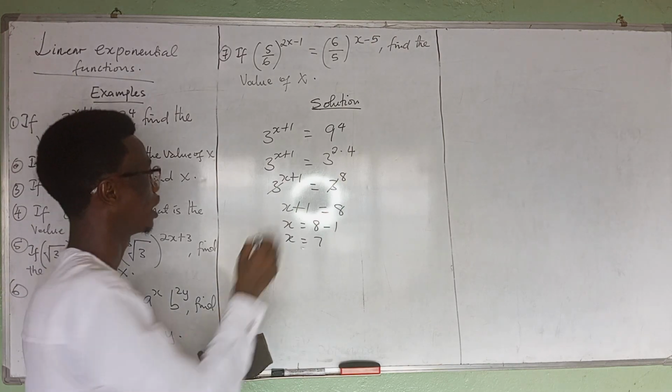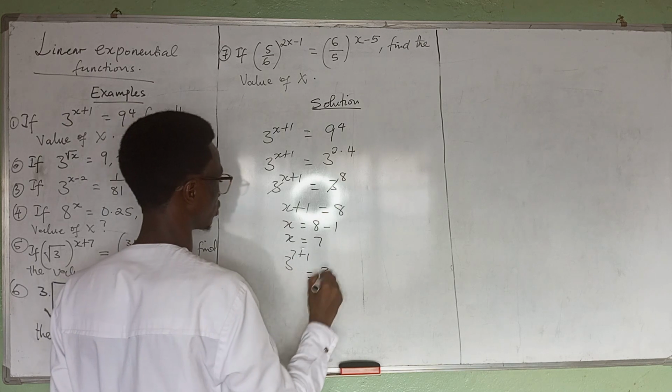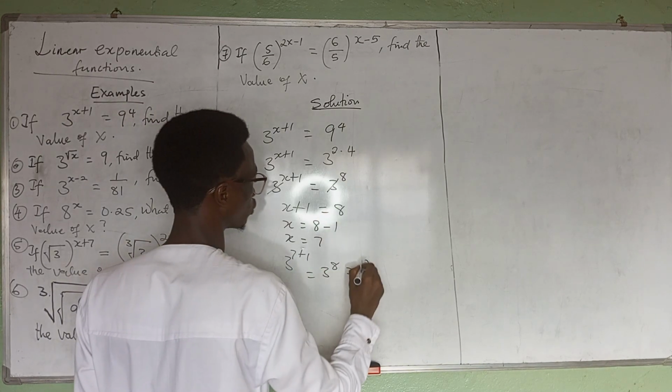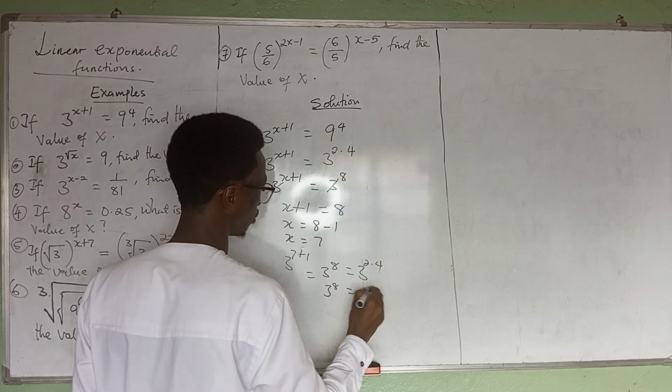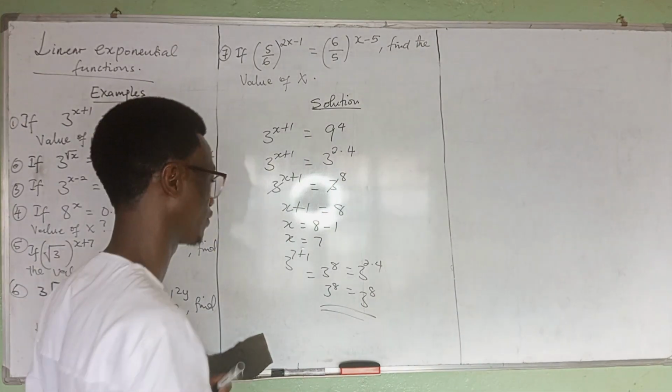So this will be 3 raised to the power 7 plus 1, which is 3 raised to the power 8, and this is 3 raised to the power, remember, 2 times 4, which is 3 raised to the power 8. So 3 raised to the power 8 equals 3 raised to the power 8. Your right hand side must equal the left hand side, or the left hand side must equal the right hand side.